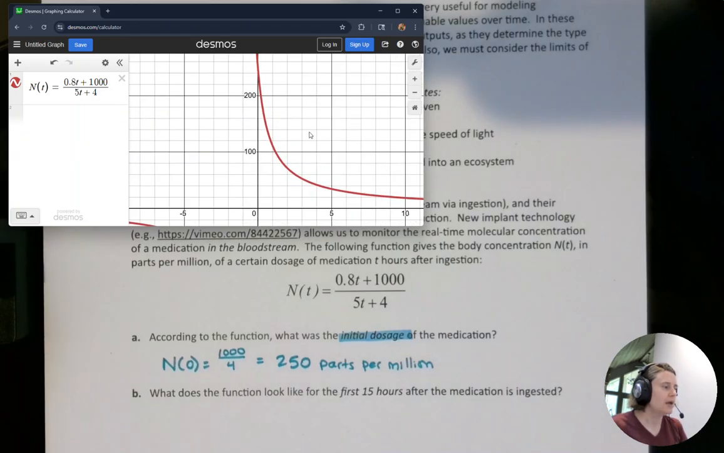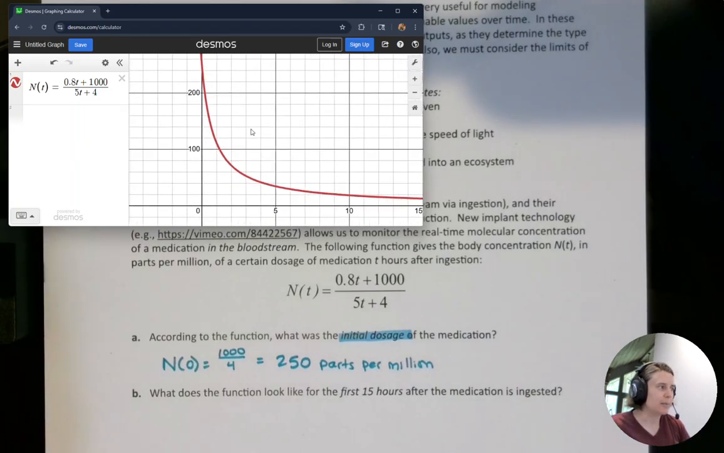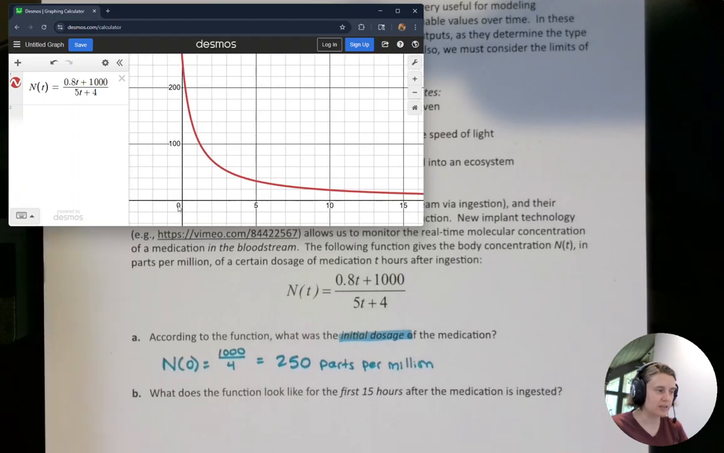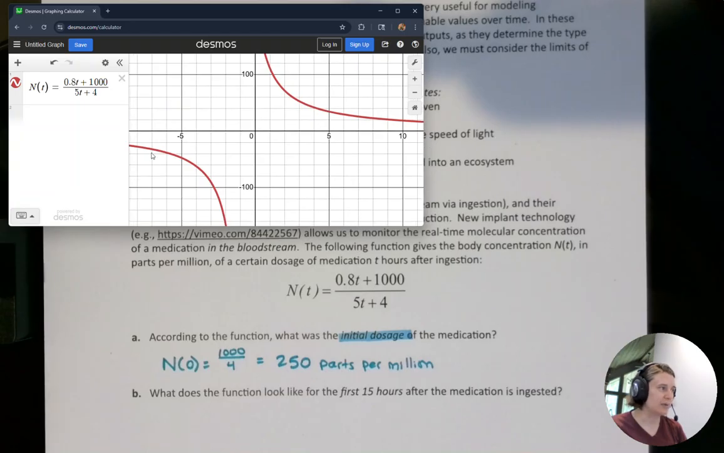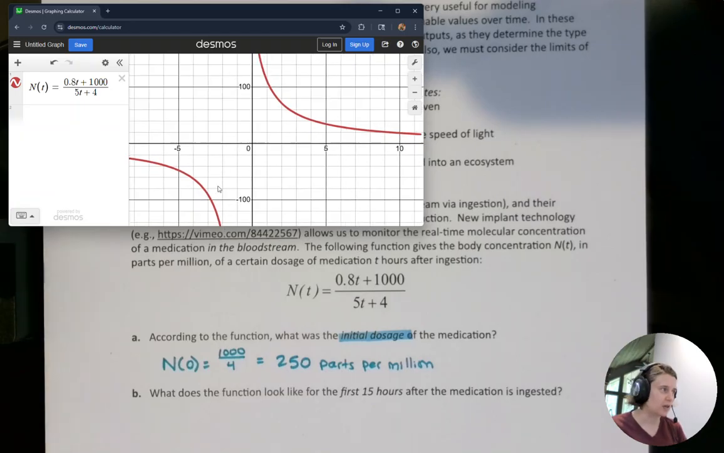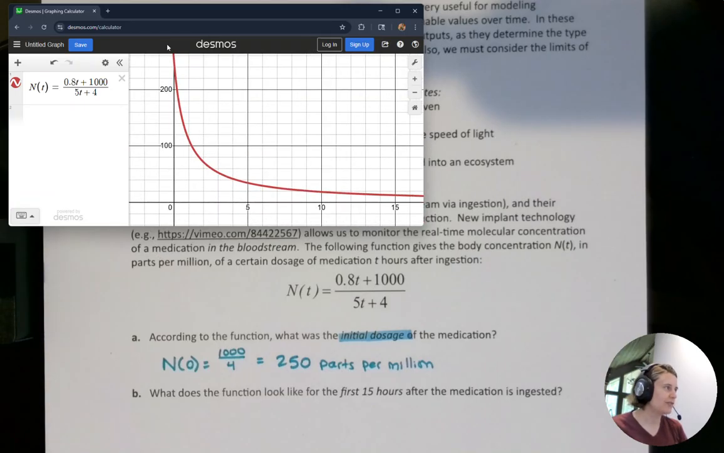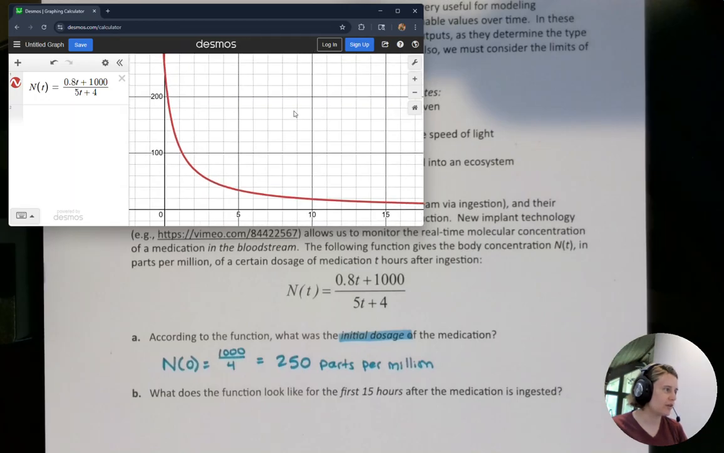Okay. Now, I don't need to see much that is below x equals 0 because in this context, the medicine is initially taken at time 0. Before time 0, the medicine won't have been taken yet. So this part of the graph is not going to be relevant for this particular situation. So we're going to focus on this portion of the function.